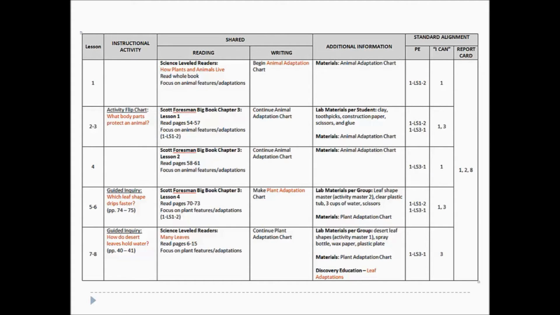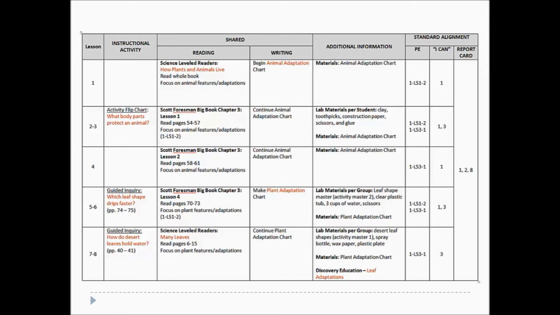Students were introduced to the idea that animals and plants have certain characteristics that help them grow, survive, and meet their needs in the leveled reader How Plants and Animals Live. Using the plant adaptation chart in lessons 5 through 8, students will examine the characteristics of different plants and explain their purpose. Students will again need to reference this chart in Lesson 15 as they use materials to design a solution to a human problem by mimicking how plants and/or animals use their external parts to help them grow, survive, and meet their needs.